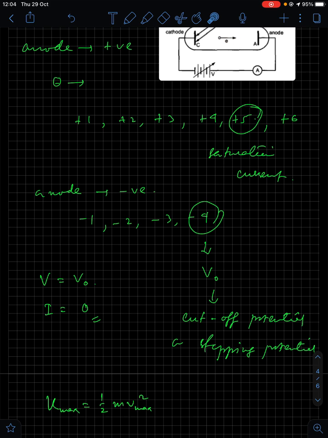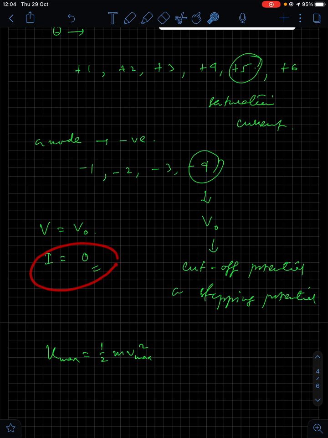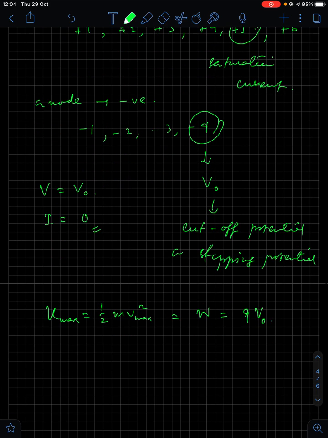Now under the condition when I becomes 0 at V equal to V naught, the maximum kinetic energy of the electron will become equal to the work done on the electron by the stopping potential, that is q V naught. What is the formula for work done in relation to potential? It is qV, right? So in this case the potential is V naught. Therefore we write half of m v maximum square equal to W equal to q V naught.